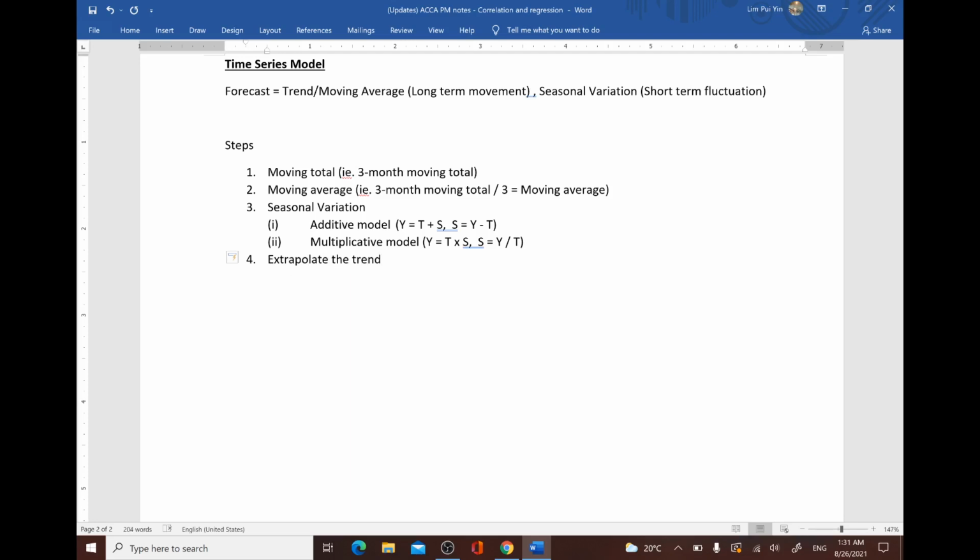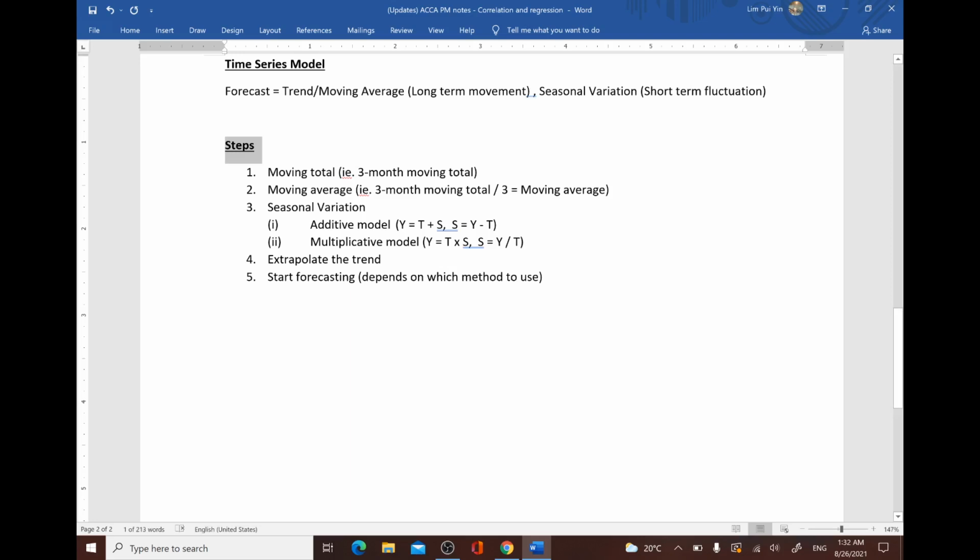Now, what is extrapolate the trend? Of course, later I'm going to tell you to extend the trend. And lastly, start forecasting. So it depends on which method to use. Now, ladies and gentlemen, if we're talking about the steps or method to use here, it could be either the additive or the multiplicative model. Okay, so these are the 5 steps that I would suggest you to remember.